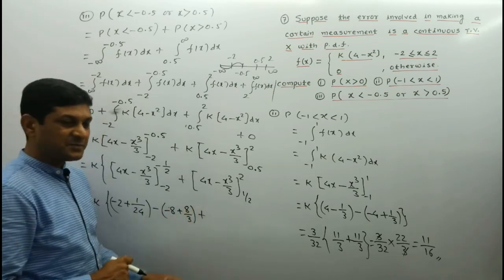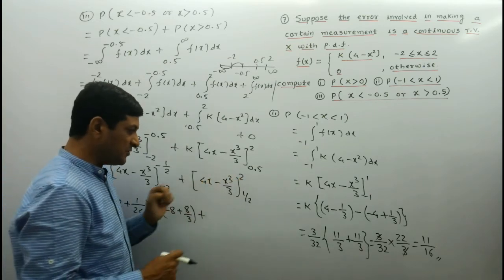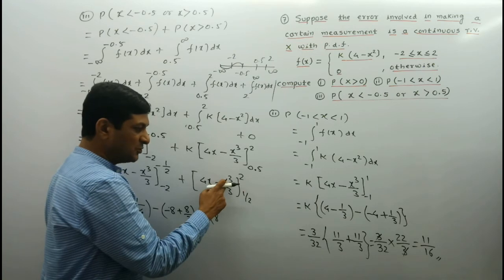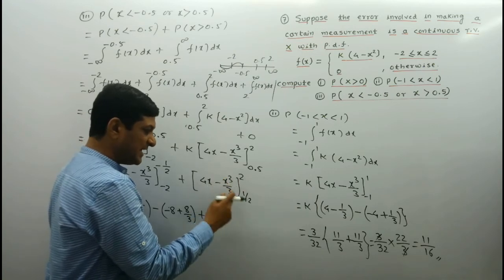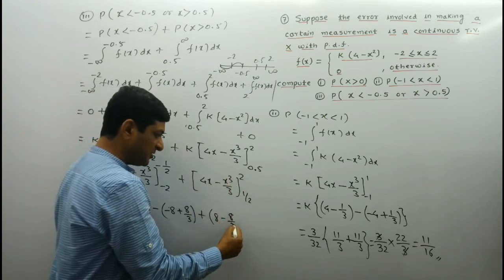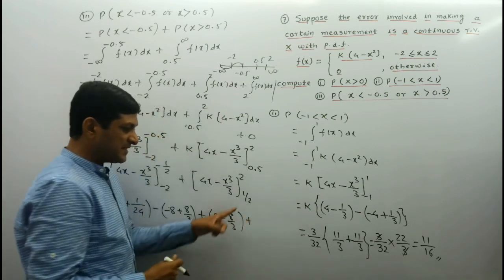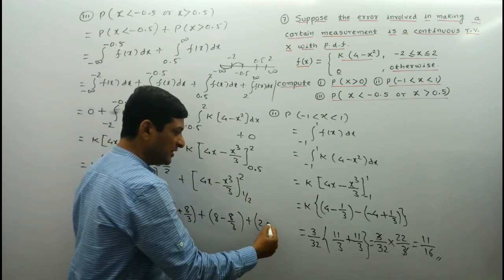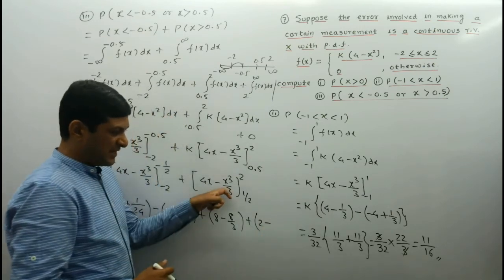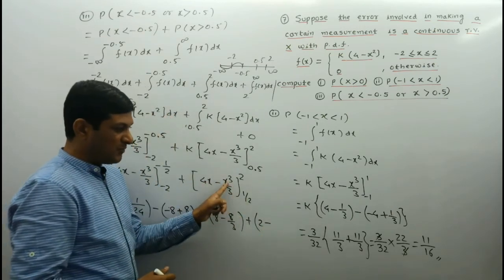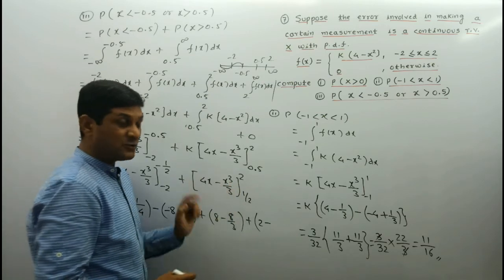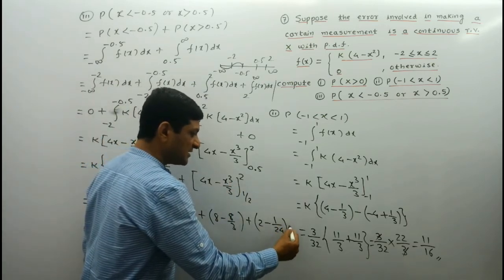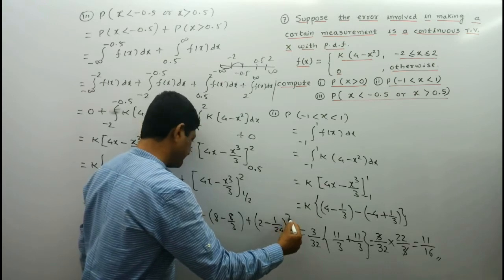Now first I am substituting x is equal to 2. 2 into 4 is 8. And if I am replacing x by 2 here, 2 cube is 8, 8 by 3. So minus 8 by 3. Plus, now I am replacing x by 1 by 2. 1 by 2 into 4 will be equal to 2. Minus, keep it as it is. 1 by 3, take it on one side. Cube of 1 by 2 is 1 by 8. 1 by 8 into 1 by 3 will become 1 by 24. Try to understand the calculation part here.